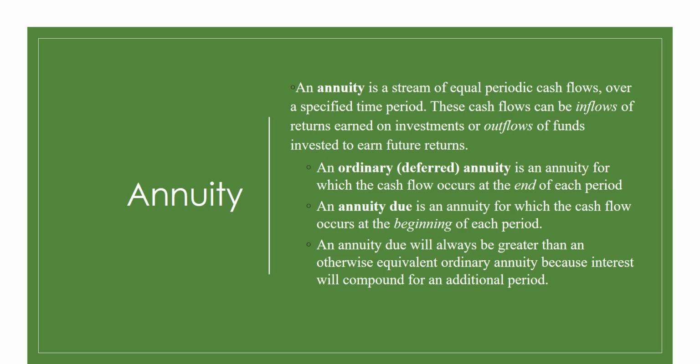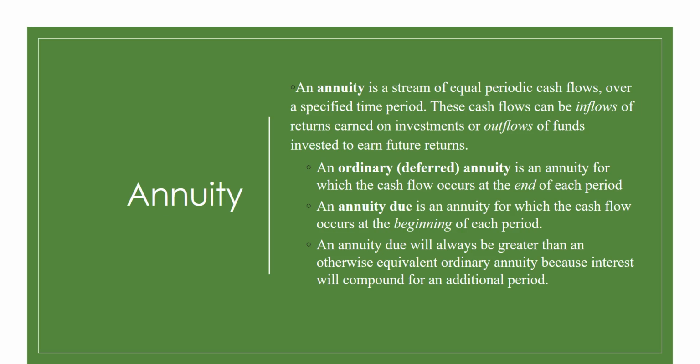So it must be the same equal amount. It must occur over the same time intervals, periodic, and it must be finite. So there has to be an ending point. It can't occur forever. So there are 2 different types of annuities. There are ordinary annuities and there are annuities due.